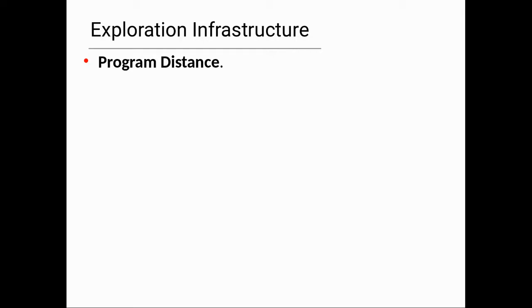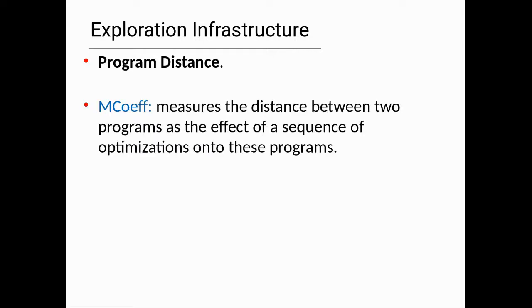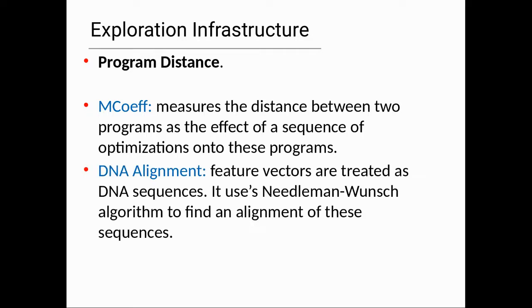The M coefficient measures the distance between two programs as the effect of a sequence of optimizations on these programs. The behavior is understood as the performance speedup or slowdown provided by the optimizations, in case runtime is the objective function, or code size reduction in case code size is the goal. Another distance is given by a DNA alignment, where each optimization is given a unique symbolic representation, and then the Needleman-Wunsch algorithm, which is widely used in bioinformatics, does a sequence alignment in the feature vector, assigning a score between different sequences.